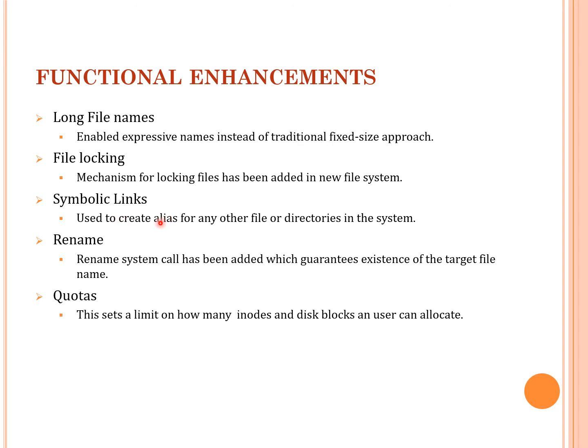Symbolic links. The new file system introduced this function, which is used to create an alias name for a file or a directory in the system. Rename. A rename system call has been added, which guarantees the atomic replacement of an existing target file name. Lastly, quotas. This is a function which sets a limit on how many inodes and how many disk blocks are used by a user, so that resources can be allocated accordingly.